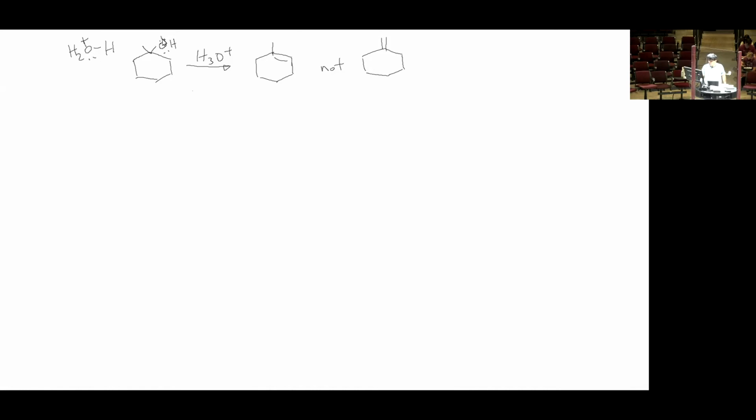The first step will involve, as is so often the case in acidic medium, the oxygen in the alcohol picking up a proton from hydronium. And so you'll get this intermediate. And then just like before, the water molecule can leave, and you'll get this tertiary carbocation.